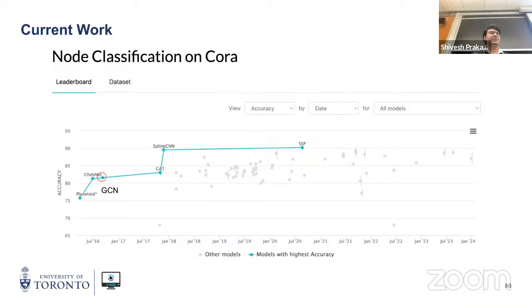Right. So these are some innovations done in graph neural networks, not GCN, but specifically. So you can see that initially the accuracy of GCN was around 81%. And then as innovations were done, new architectures were introduced. So now the accuracy has been bumped up to around 91%.